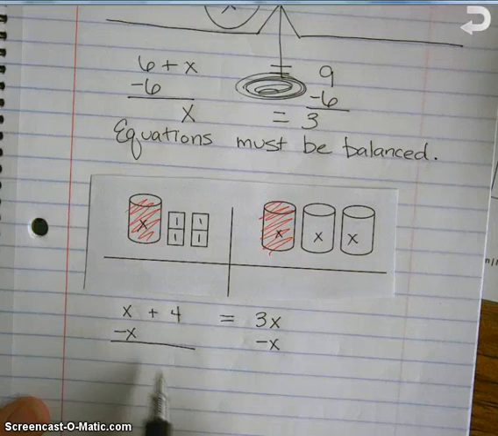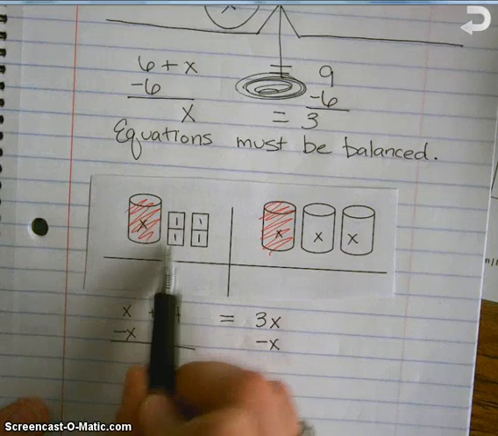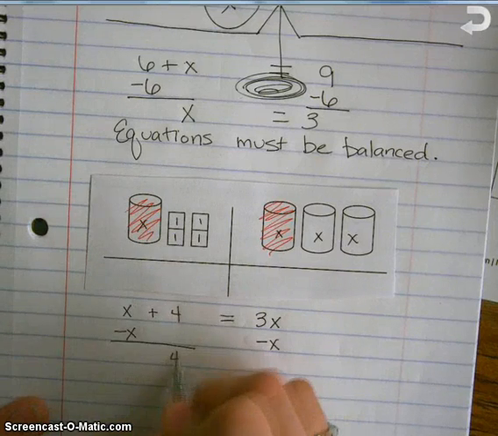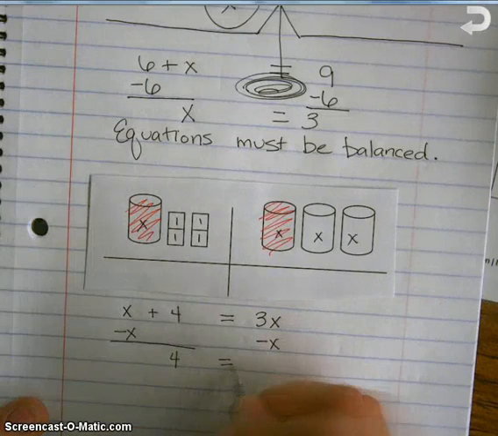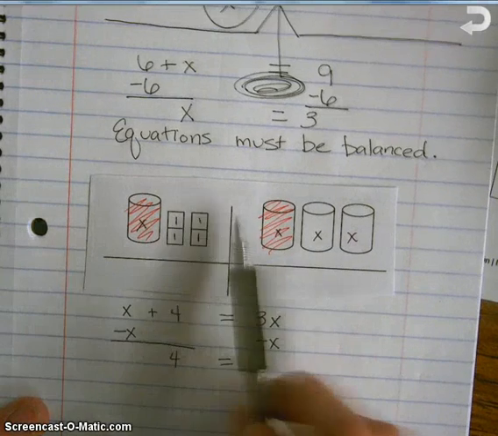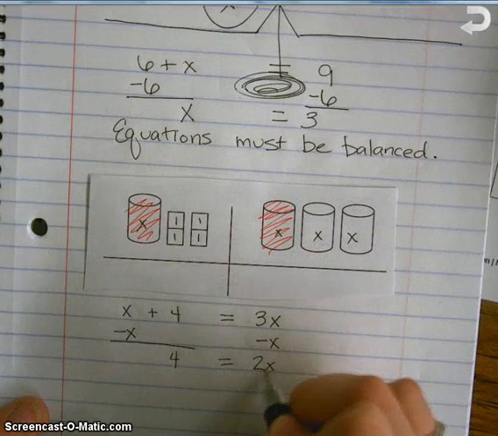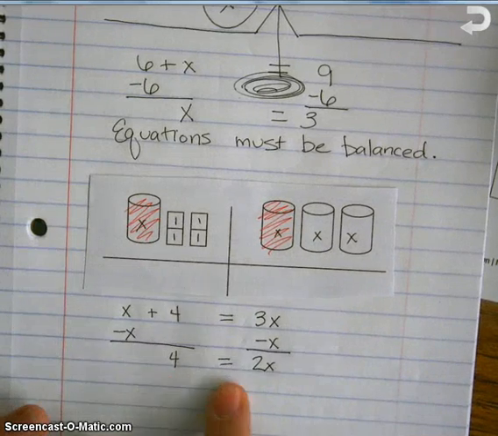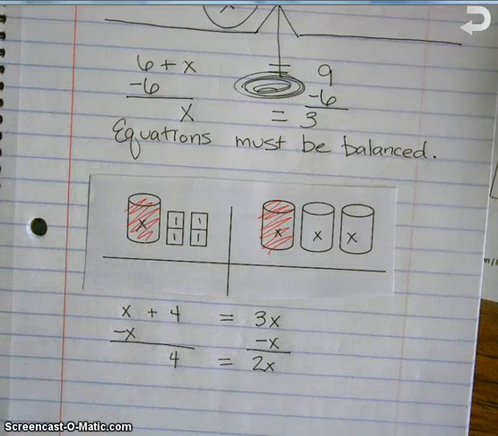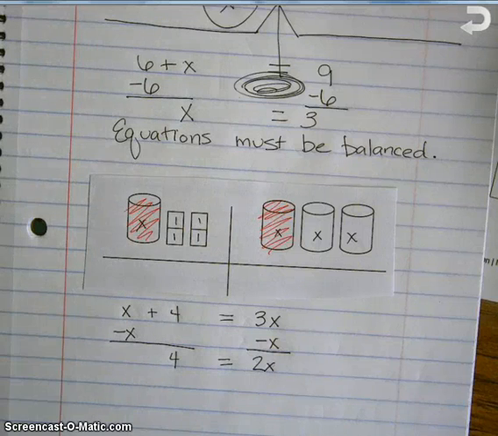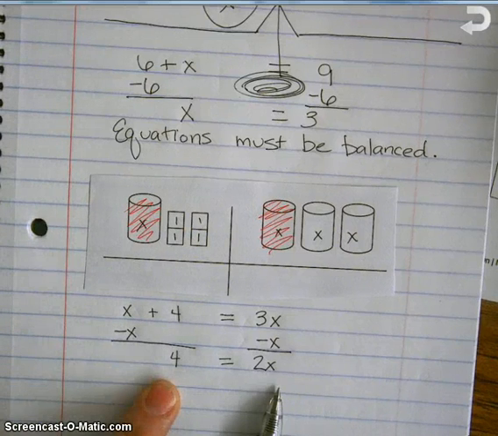x minus x means all I have left is these 4 right here. And that has to be equal to, if I had 3 x's, I took 1 away, I have 2 x's left. So it equals 2x. So 4 equals 2x, which means 2 times x equals 4. 2 times something equals 4. Well, most of us are able to figure out that 2 times 2 is 4, so I think x equals 2. But I'm not finished with solving my equation at this point.